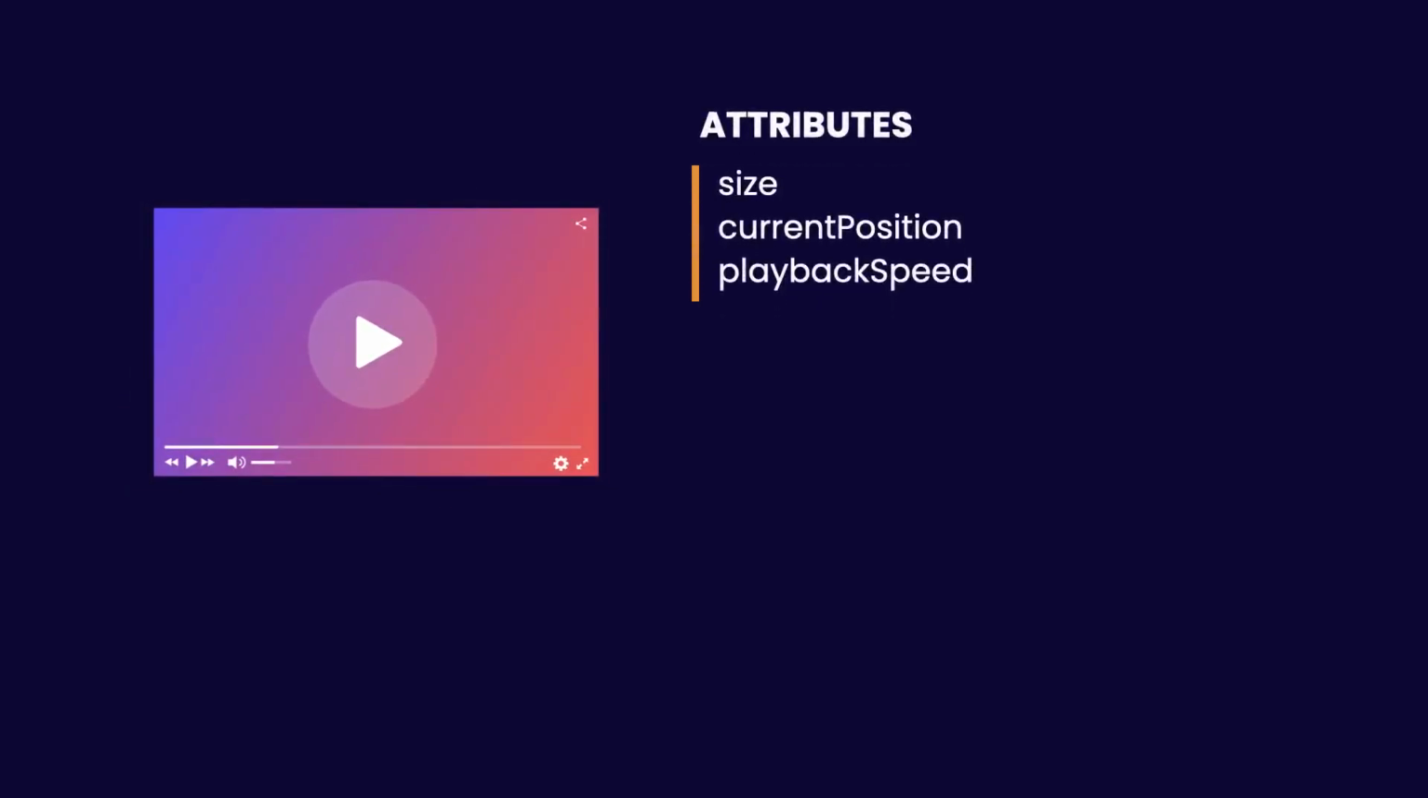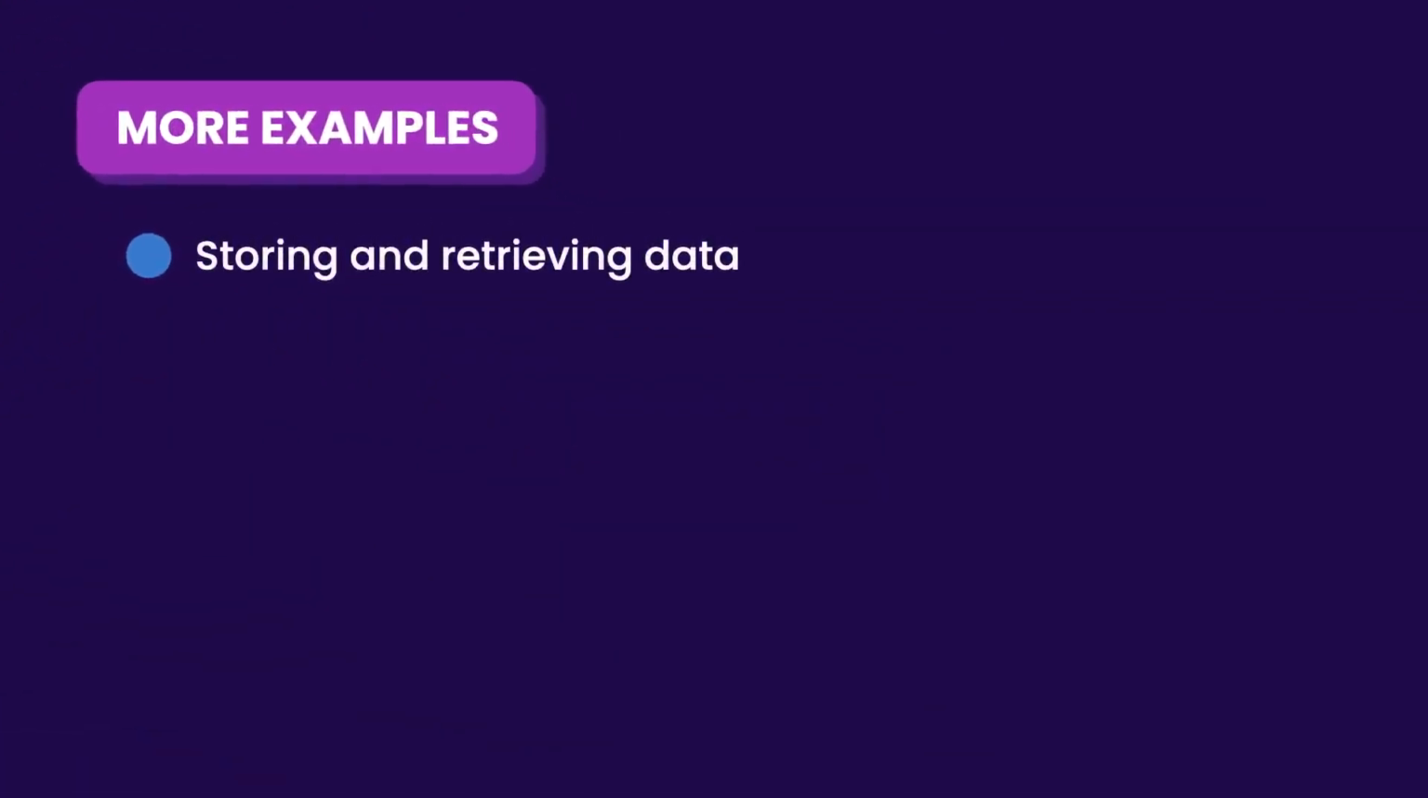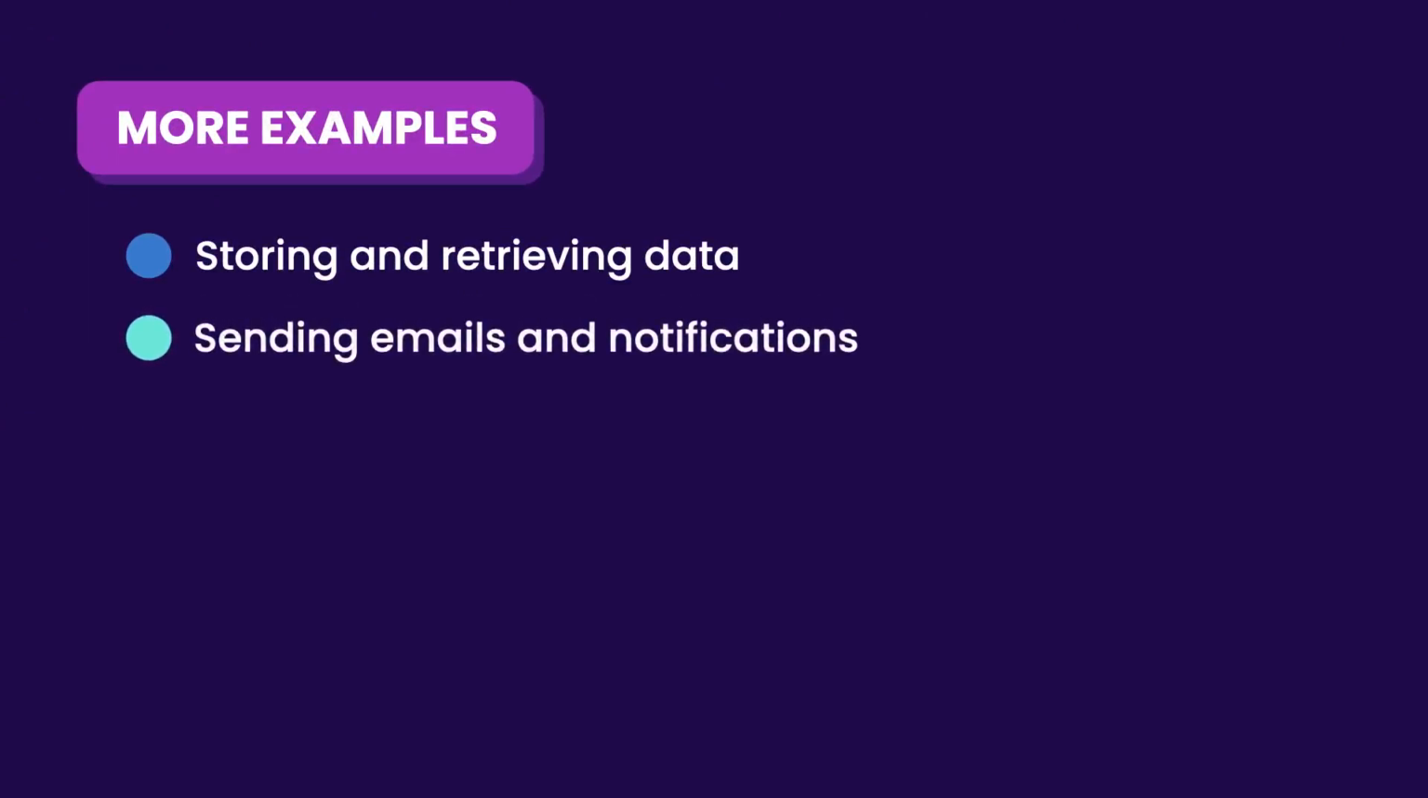Another example is the video player you're using right now. A video player has attributes like size, current position, and playback speed, as well as functions like play, pause, stop, and so on. Now, these two examples are about things we can see on the user interface. But objects are not always about visual things. In a real application, we have tons of objects that power the user interface. We have objects for storing and retrieving data, sending emails and notifications, performing calculations, and so on.